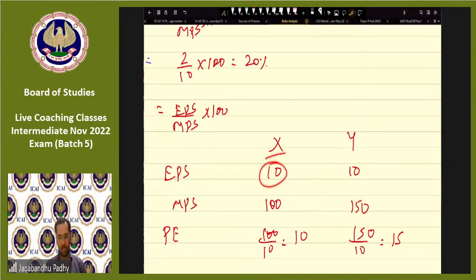X gives you the same EPS, but people are buying it at 100 rupees. But for the same earnings of Y, people are ready to pay more. So for Y, the investors are ready to pay more for getting the same return. So the confidence in Y is definitely higher, because investors are ready to pay a higher price for it.